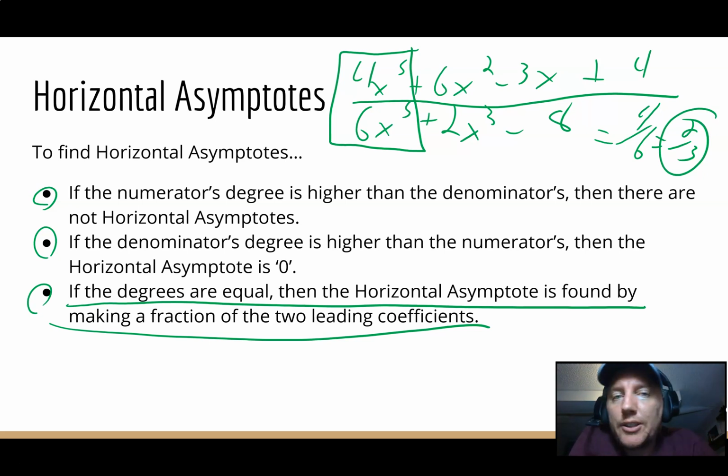I don't need to factor it, I don't need to cancel. That's all it is. Okay, and once again, when we graph these in the next lesson, hopefully it makes a little more sense. Okay, but horizontal asymptote is just 2/3.